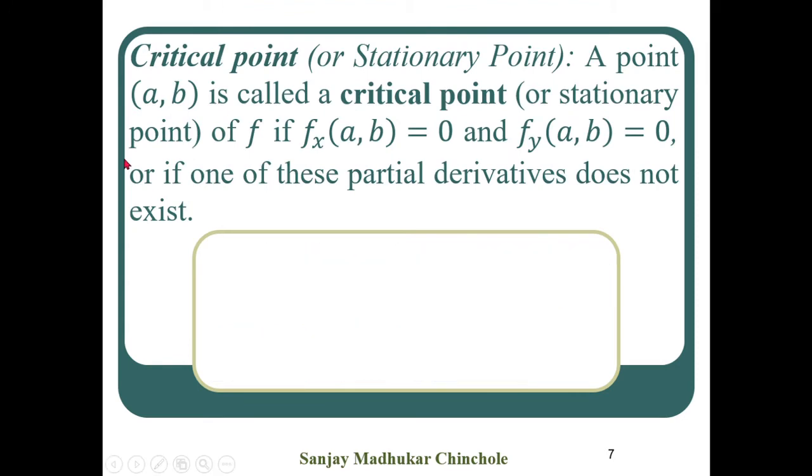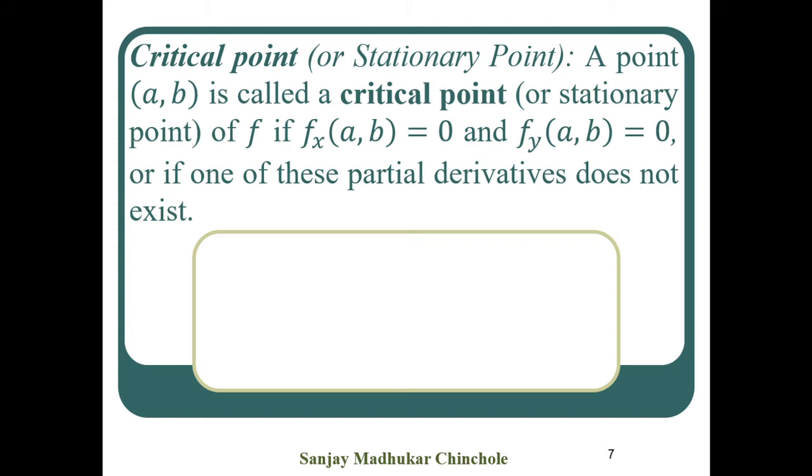Next topic is critical point. It is also called a stationary point. A point (a, b) is called a critical point or stationary point of a function f of two variables x and y if both its partial derivatives with respect to x as well as with respect to y at that point (a, b) are 0, meaning f_x at (a, b) is equal to 0 and f_y at (a, b) is equal to 0, or if one of these partial derivatives does not exist.